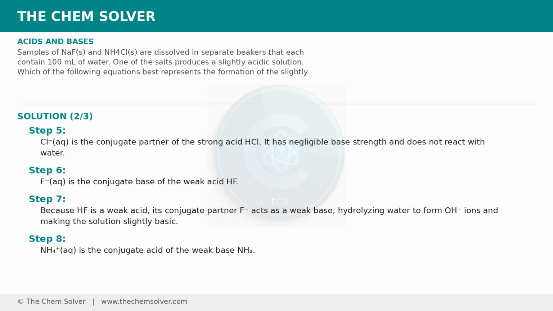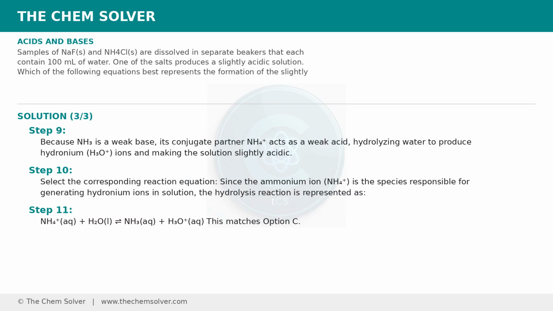NH4⁺ is the conjugate acid of the weak base NH3. Because NH3 is a weak base, its conjugate partner NH4⁺ acts as a weak acid, hydrolyzing water to produce hydronium, H3O⁺, ions, and making the solution slightly acidic.